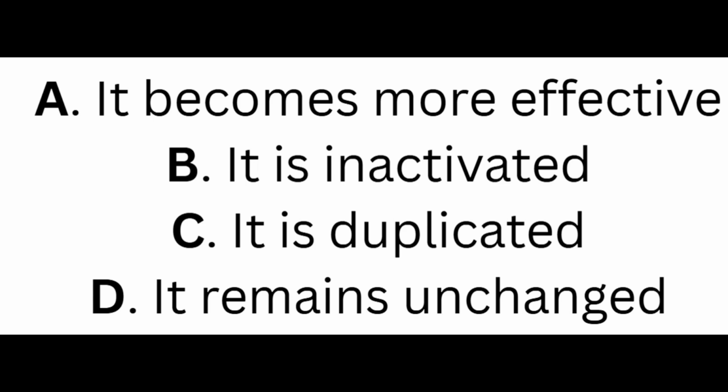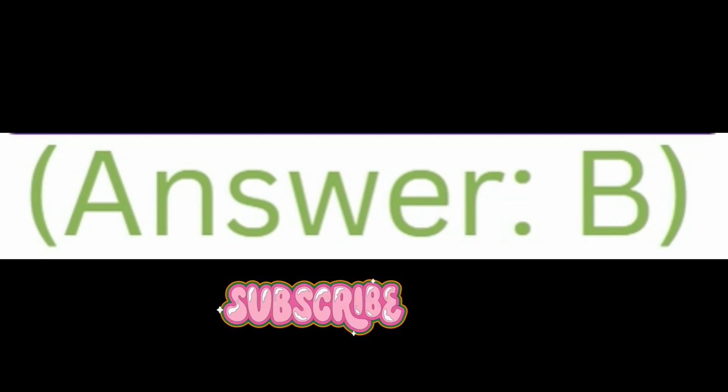Question number 5. What happens to the antibiotic resistant genes when a foreign DNA is inserted into a cloning vector? It becomes more effective, that is option A. Option B, it is inactivated. Option C, it is duplicated. Option D, it remains unchanged. The answer is option B, that it is inactivated.